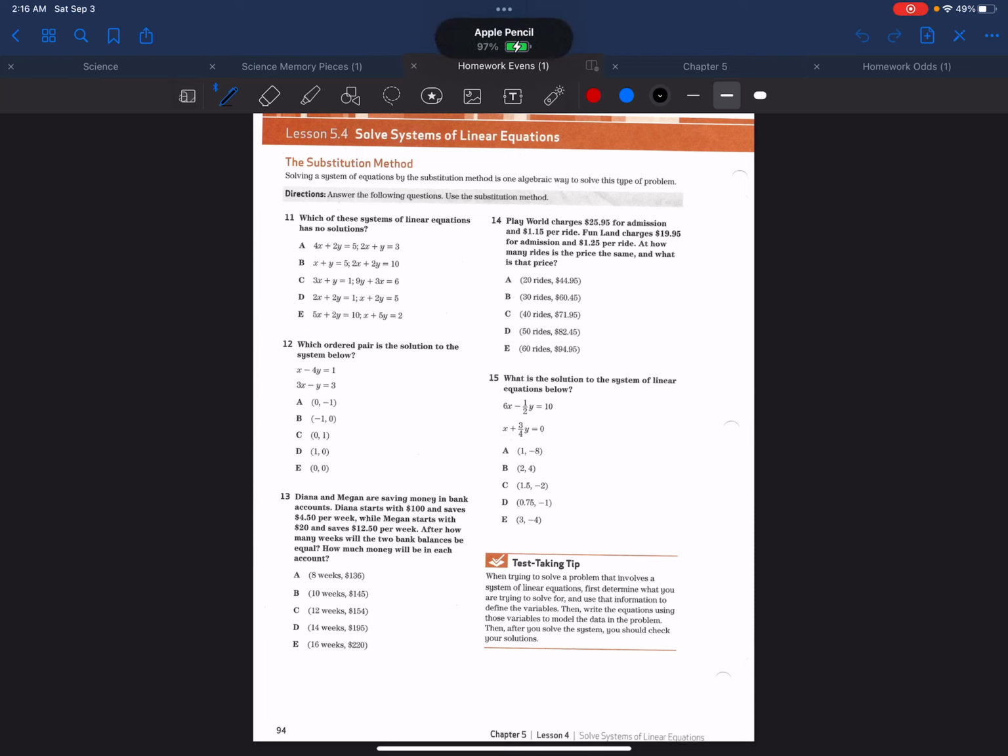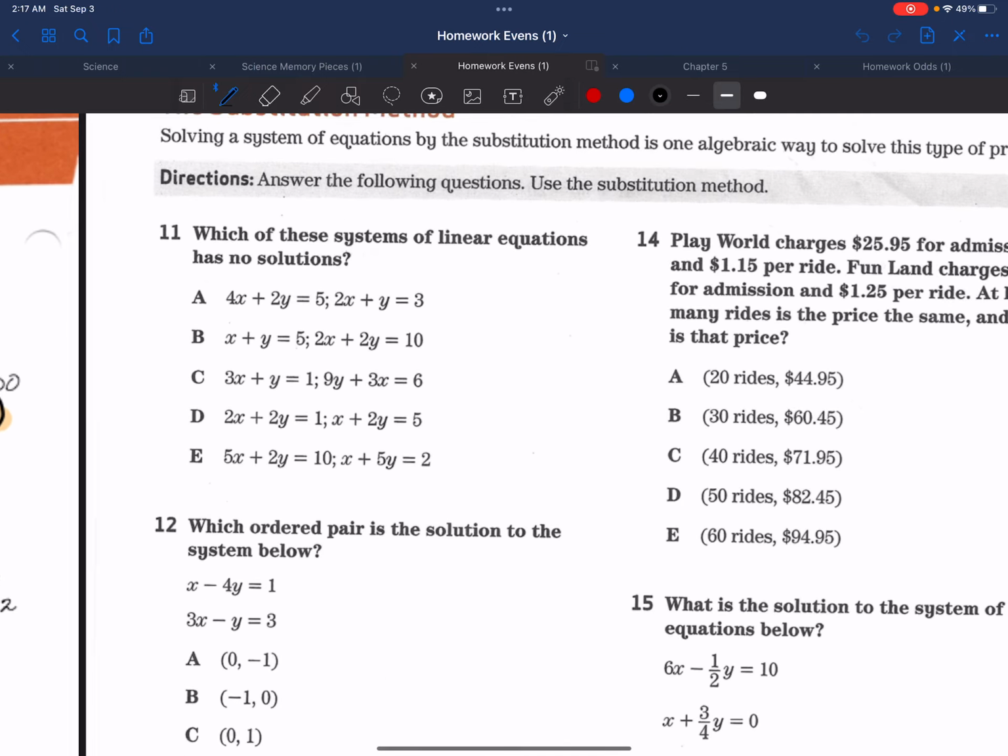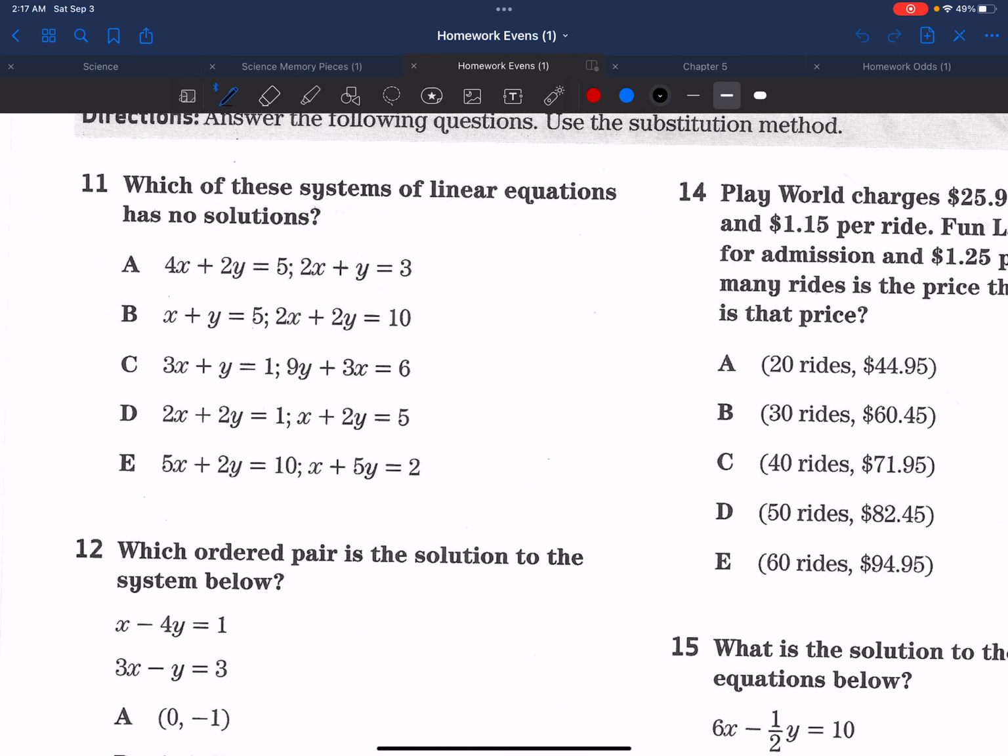I'm on page 94 of the exercise book. We're still working with systems of equations, but this time they want us to use the substitution method to solve these problems. So looking at number 1, which of these systems of linear equations has no solutions?